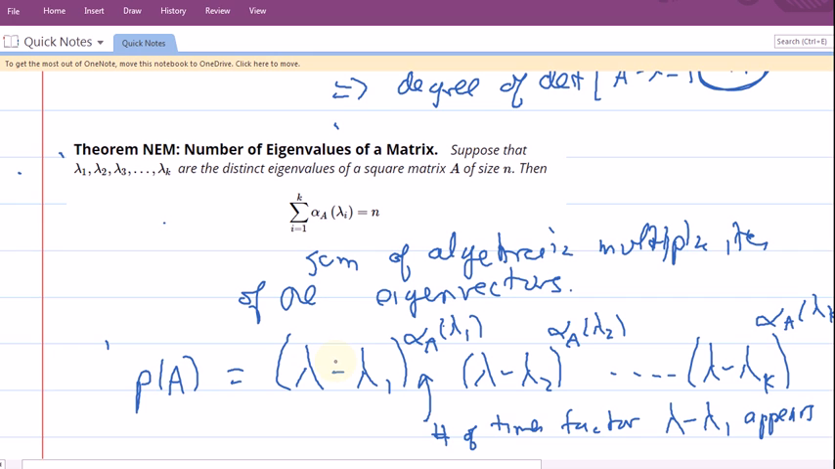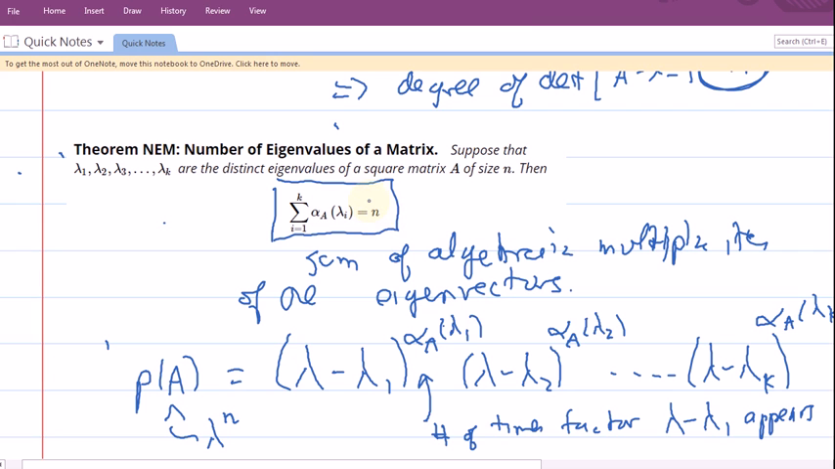For instance, if you have the polynomial x minus 2 quantity squared, then 2 is a root with multiplicity 2. Or x minus 3 to the 4th, then 3 would be a root with multiplicity 4. Now, if you add up all these exponents, what do you get? Well, we know that P of A has degree n, so it starts out with lambda to the n. So there must be n factors altogether. But the total number of factors is the sum of these alphas. So that's where you get this result. This is just a result that tells you about the degree of the characteristic polynomial. You're just counting it up two different ways.